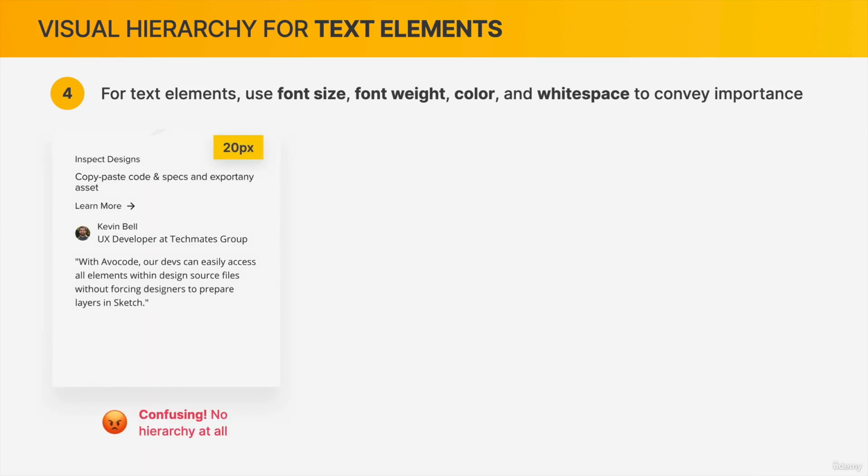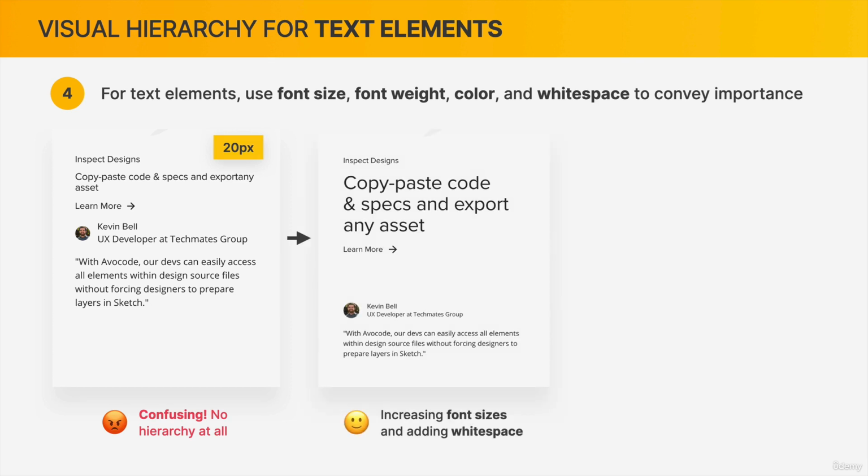And let's check out another example here, which is this one, where at the beginning all the text is at 20 pixels and there is no hierarchy at all. There's no white space, no color, no font weight, and really nothing. So in order to improve this, we can change the font sizes a little bit and add some white space. So now there are a lot of different font sizes here according to the importance of each of the elements.